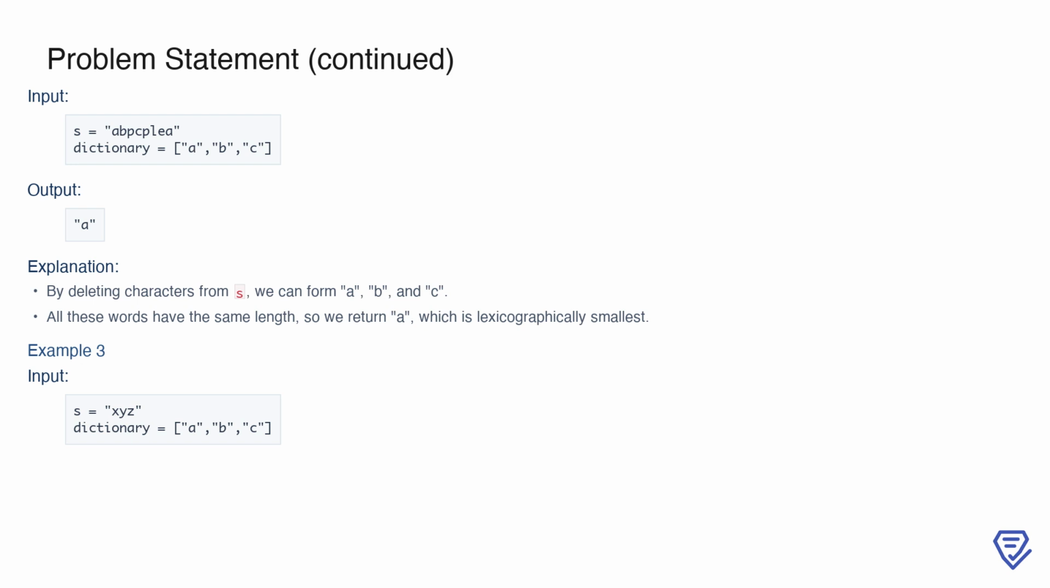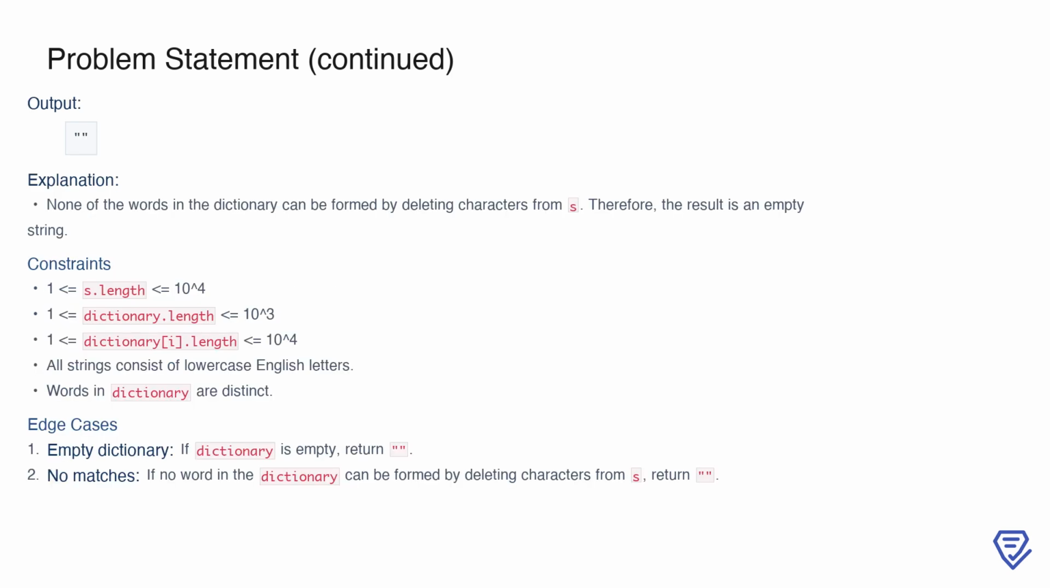Another example is when the string S is XYZ and the dictionary still contains a, b, and c. In this case, none of the words in the dictionary can be formed by deleting characters in S because the characters in S don't match any in the dictionary. This brings us to the output for the third example, which is an empty string. Since no word from the dictionary can be formed by deleting characters from S, the result is just an empty string. This highlights one of the edge cases to consider. When there is no match at all, the algorithm should return an empty string.